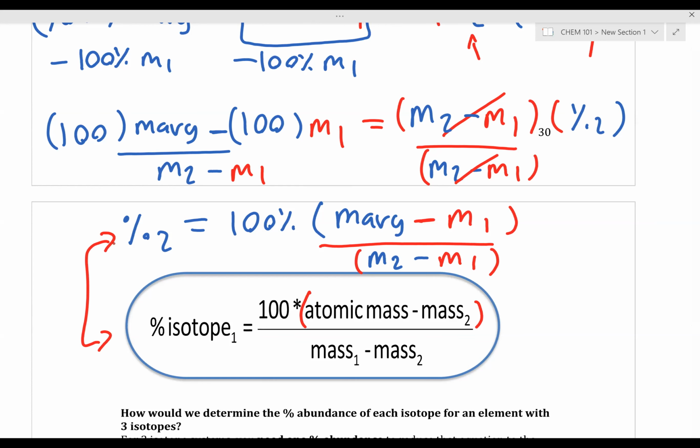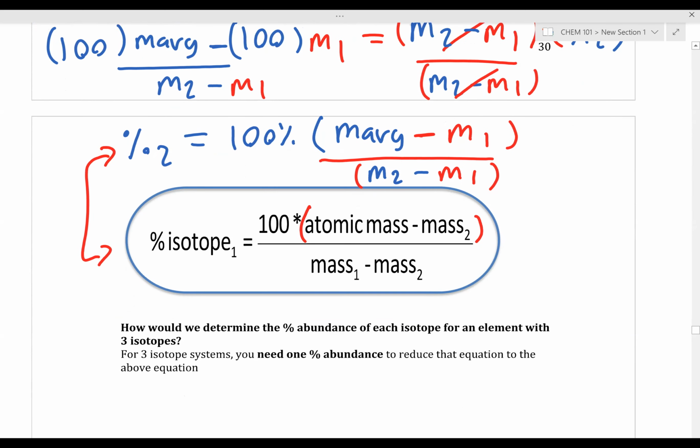So we have all the tools to calculate the percent abundance of each isotope, and we have the tools to check our work. So you should never be worried on an exam whether you've done the calculation correctly. You always have the tools to check your work. And that's why I like this method. Does that make sense to everyone? So let's put this into practice.